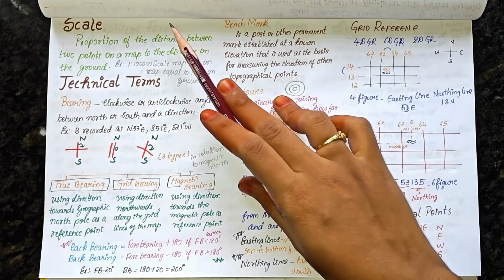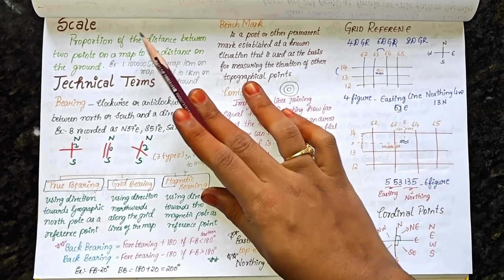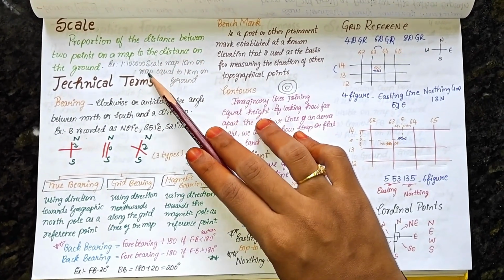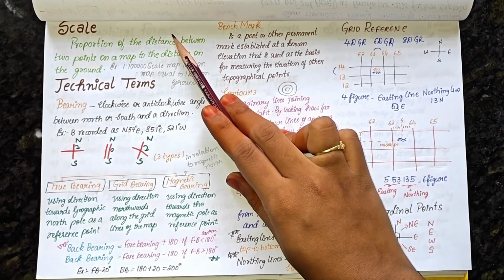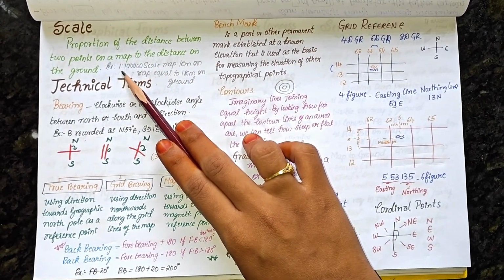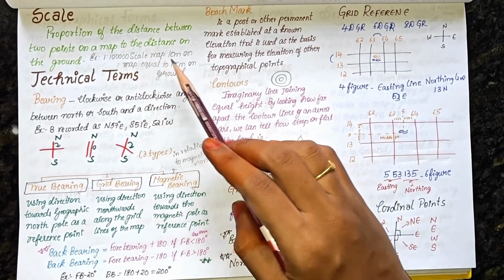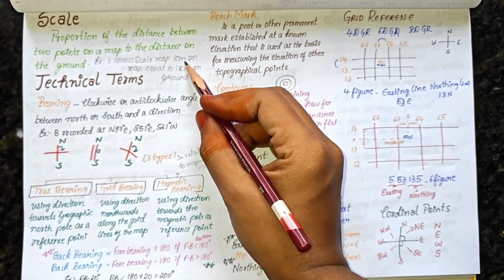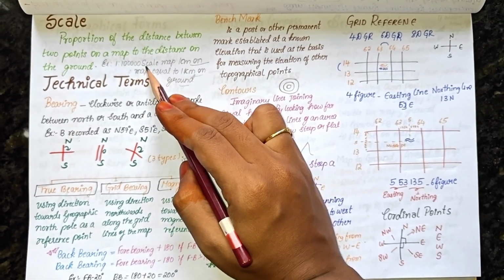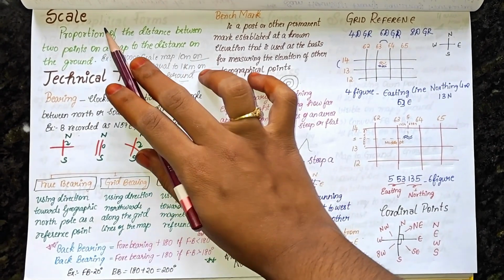Next, we discuss the scale and the technical terms associated with map reading. So, what is a scale? A scale is the proportion of the distance between 2 points on a map to the distance on the ground. On scale, a question will definitely be asked in the exam based on this example. See here, example: 1:1 lakh scale map. Here we know that 1 centimeter on a map is equal to 1 kilometer on the ground. Based on this, 2 or 3 questions will be asked in map reading under the topic of scales.